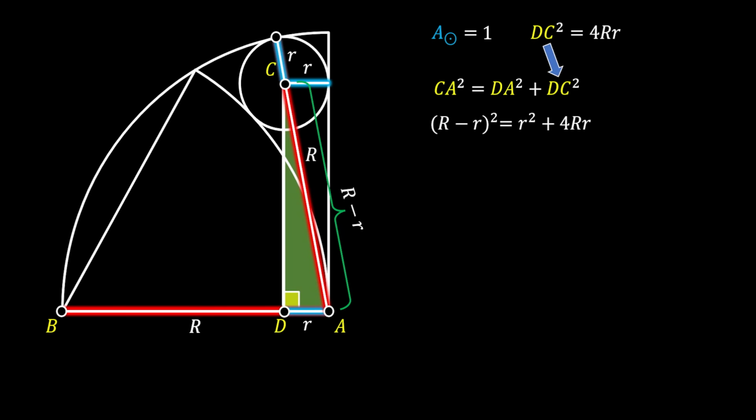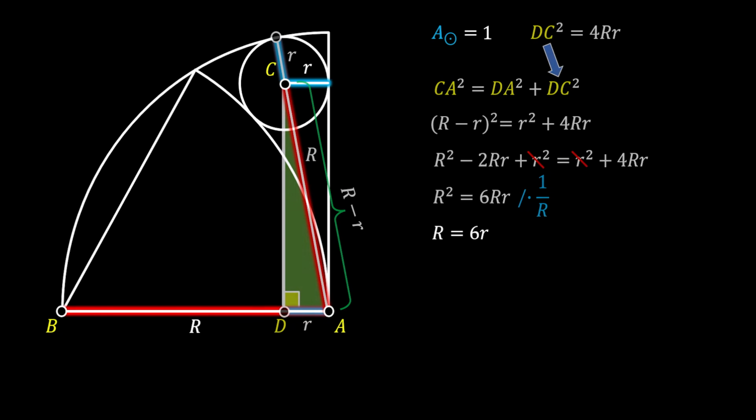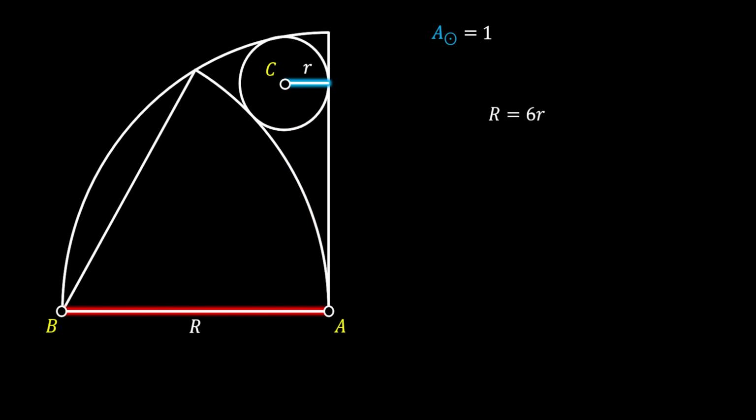Now, we can again expand the left side by using the square of binomial, then we can cancel small r squared, and after rearranging the terms, we will get the following. Then we can simplify our new equation by dividing with capital R. We can do this safely because we know that capital R cannot have the value of 0, and we will get that capital R equals 6 times small r.